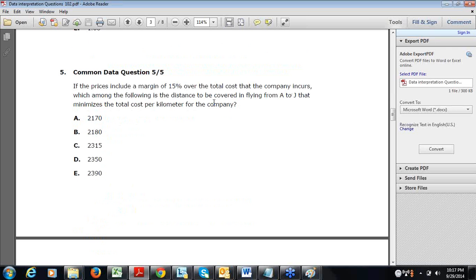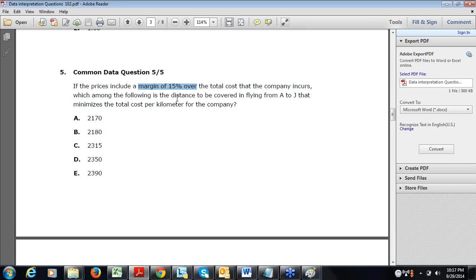Now let's see the question, what it is. Next question, question number 5. If the prices include a margin of 15% over the total cost that the company incurs, which among the following is the distance to be covered in flying from A to J that minimizes the total cost per kilometer of the company? See, if the company includes 15% margin or 10% margin or 4% margin or 20% margin, will it make a difference to the total cost per kilometer?